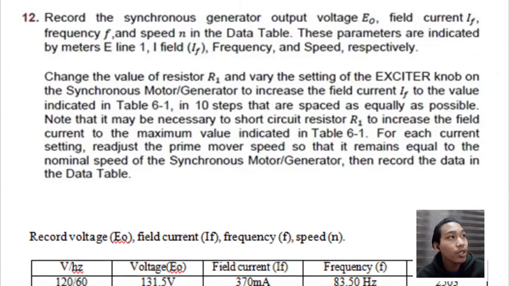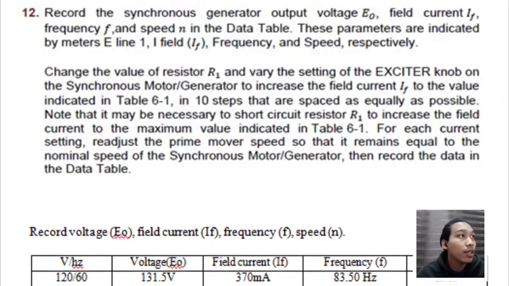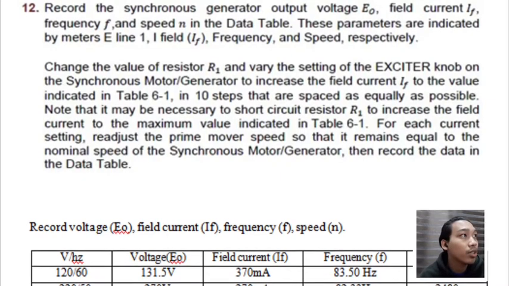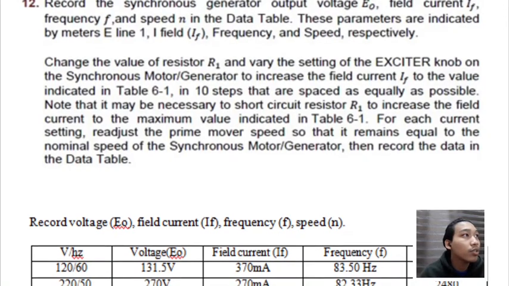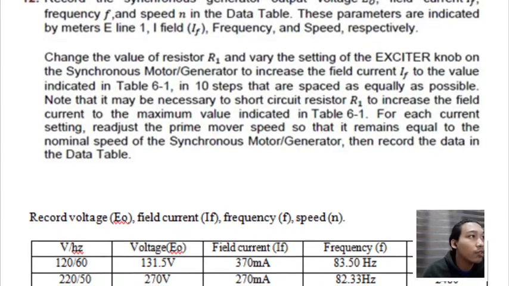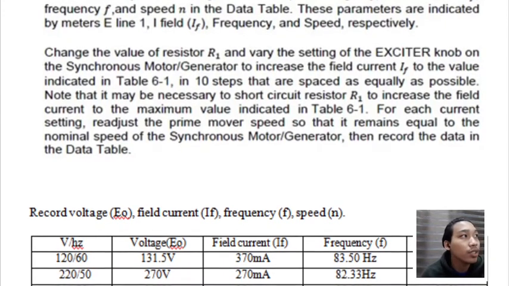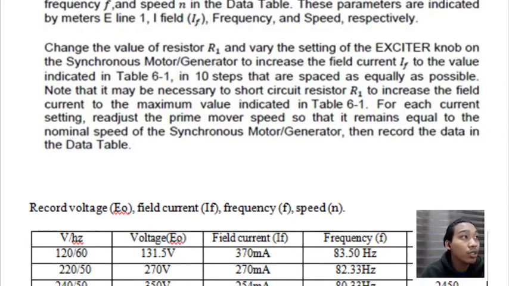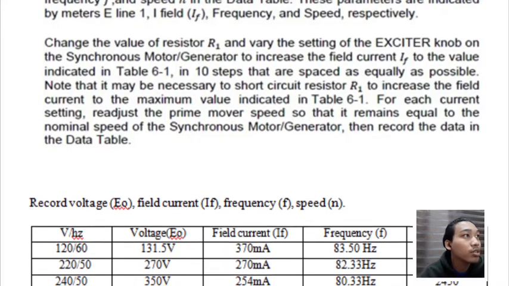Then we will record the synchronous generator output, field current, frequency and speed, and key in the table data. These parameters are indicated by meters line 1, field, frequency and speed respectively. Change the value of resistor R1 and vary the setting of the exciter knob on the synchronous motor or generator to increase the field current to the value indicated in table 6.1.